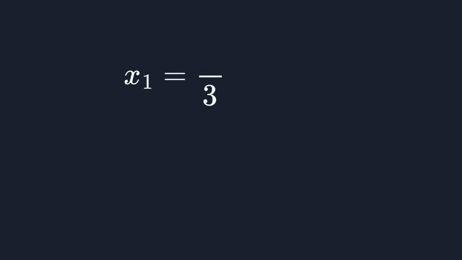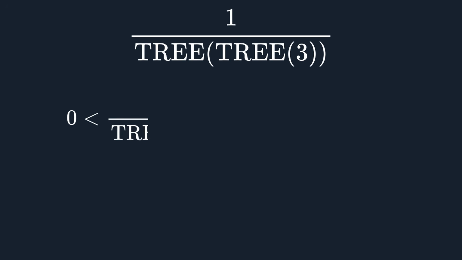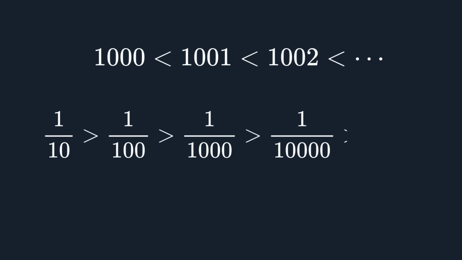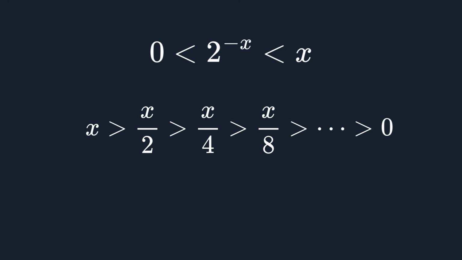Just imagine how small 1 divided by 3 pentated to 3 would be, or 1 divided by tree of 3, or the reciprocal of a number already too small to picture, shrunk again. Just as there was no largest number when we kept stacking arrows upward, there is no smallest number when we keep stacking reciprocals downward. For every impossibly tiny fraction we can name, a smaller one is always waiting, defined just as precisely, just as validly, sitting quietly between that number and 0.